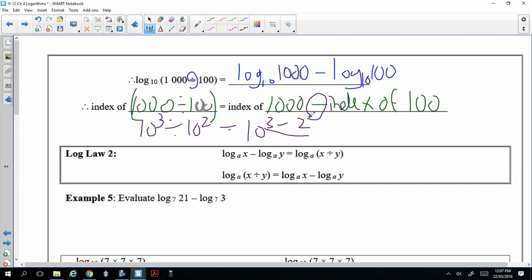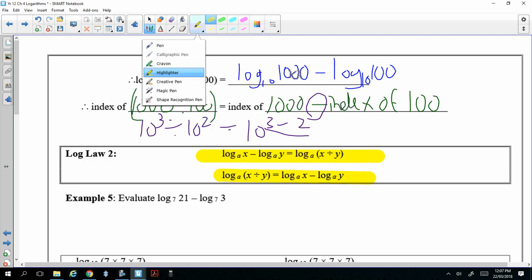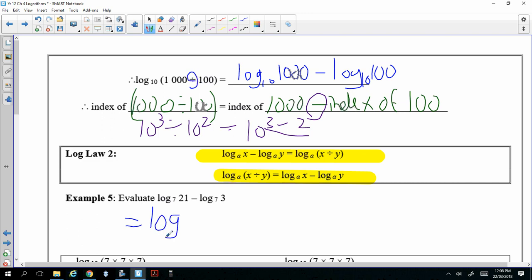Which gives us another log law. So we're going to highlight this. Okay, so when we subtract logs, we divide. All right, done. Now, let's apply this rule. So when we subtract the two logs, what do we do? We divide the indices. Divide. And if we divide, what do we get? 21 divided by 3 is 7. And what's that equal to? 1. Okay, that's the second log law.